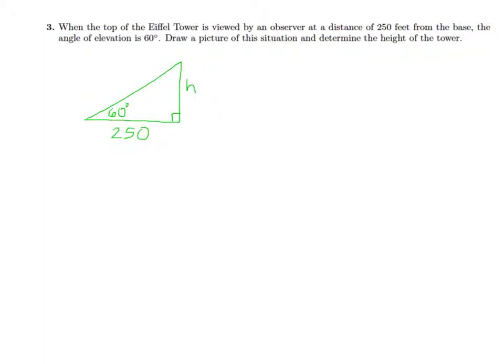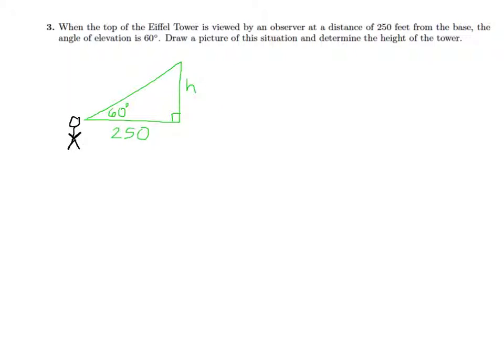Okay, this is problem number 3. It says when the top of the Eiffel Tower is viewed by an observer at a distance of 250 feet from the base, the angle of elevation is 60 degrees. Draw a picture of the situation and determine the height of the tower. Okay, well, I've started with the picture. I'm going to draw a little person next to my angle.